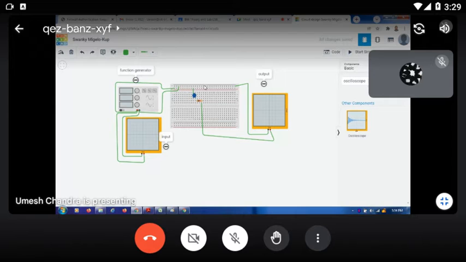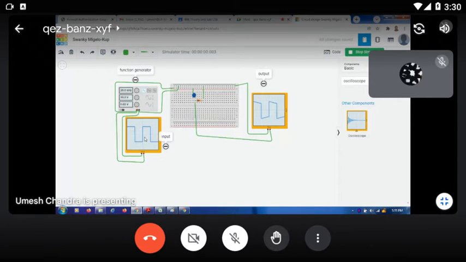Now this output, where the resistor and capacitor both are connected, that terminal is your positive output terminal. Now this is the differentiator circuit. In the differentiator circuit, when you give the 20 kilohertz square signal, your output will be the same, square signal.